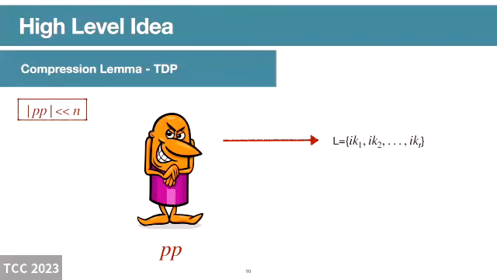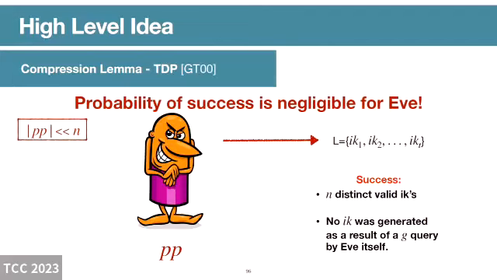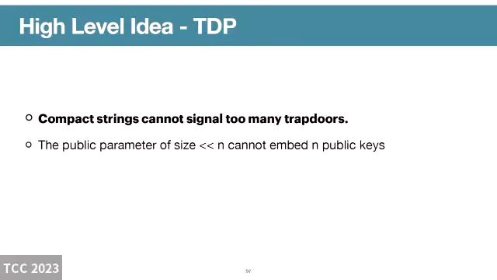Now we say Eve was successful in this game if this list satisfies two conditions. First of all, it has n distinct valid labels, and then none of these labels were generated as an output of a query that Eve has made to G before. So the compression lemma says that the probability of success for Eve in this game is negligible. And we proved this based on the compression techniques that were initially introduced by Gennaro and Trevisan. So now we proved that compact strings cannot signal too many trapdoors.